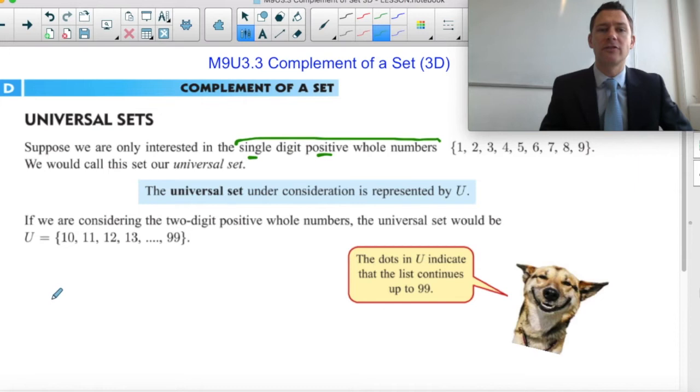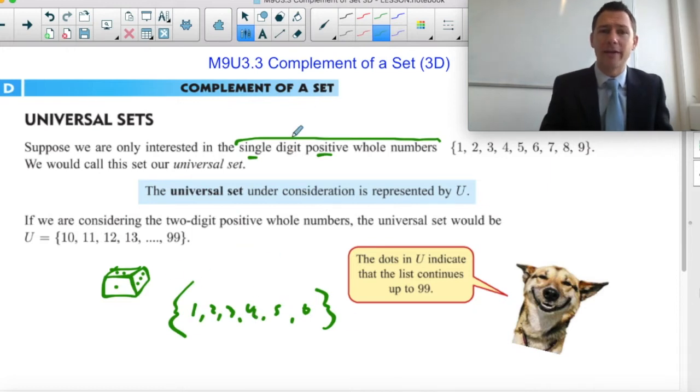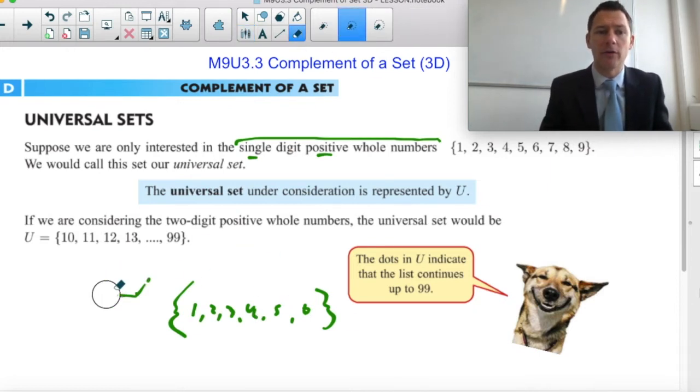Maybe your universal set is all the numbers on a die. Right? So your universal set would be a 1, a 2, a 3, a 4, a 5, and a 6. So your universal set would look like 1, 2, 3, 4, 5, 6 inside these little script brackets. That's your universal set. It all depends on what situation you're talking about.